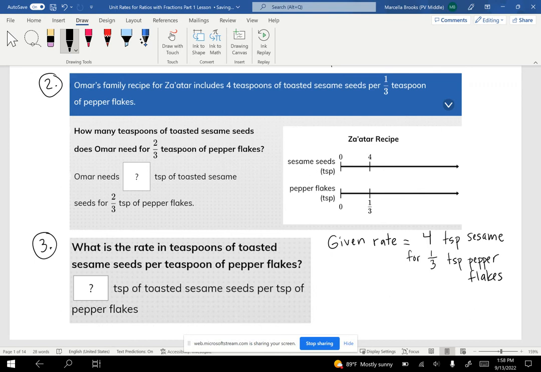So on number 3, like I said, we're skipping this box up here. Okay, we'll come back to it in a second. So number 3 says, what is the rate in teaspoons of toasted sesame seeds per teaspoon of pepper flakes? So that is looking for the unit rate. Okay, the way we find the unit rate, we take our given rate and we divide. So we do 4 over 1/3. That means division, right? So that equals 4 divided by 1/3.